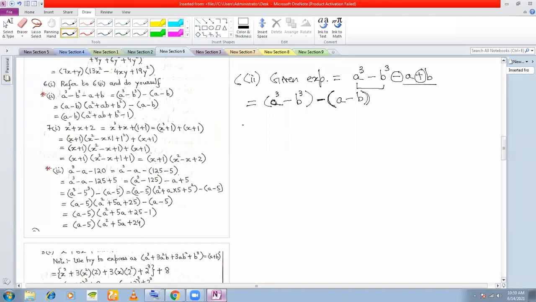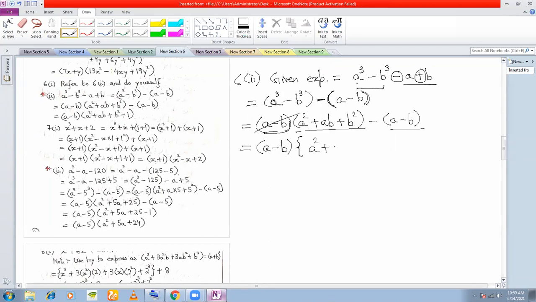Okay. Now what you do, a cube minus b cube is a minus b into a square plus ab plus b square. And you write this a minus b as it is. Next, I have a minus b. See, I have a minus b here. I have a minus b here. So I take this a minus b common. If I take this a minus b common, what am I left with? From this, I have taken out this. I'm only left with this.